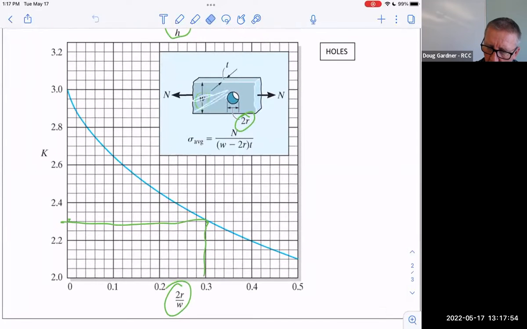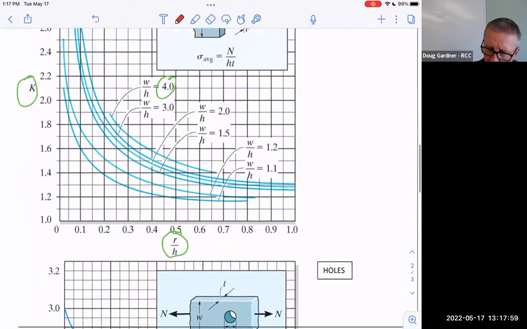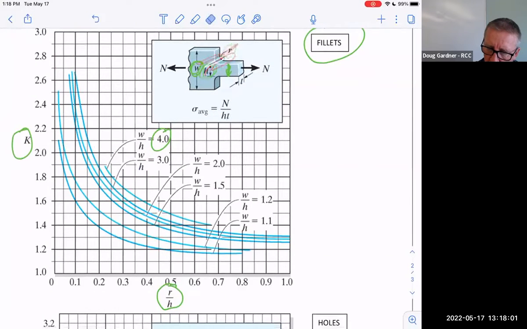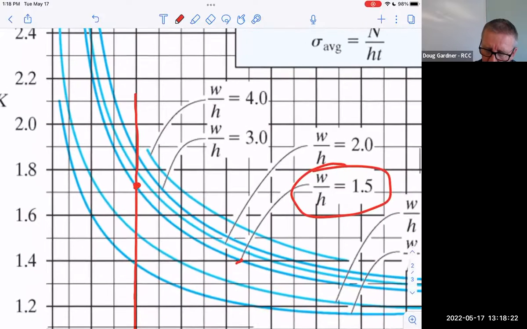So for the whole fillet, sorry. Whoa, easy. Slow down, partner. Relax. Don't get excited. 0.2. So R over H was 0.2. So I'm definitely somewhere on this line. And then we said we were looking at the 1.5. Is that right? This one? And that's this one right here. So I'm looking right there. Do you agree with that? So this would be 1.7. So it's a hair above 1.7.